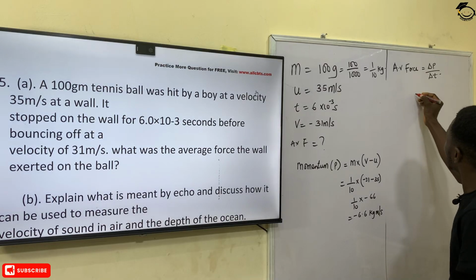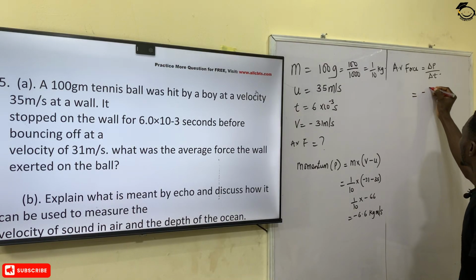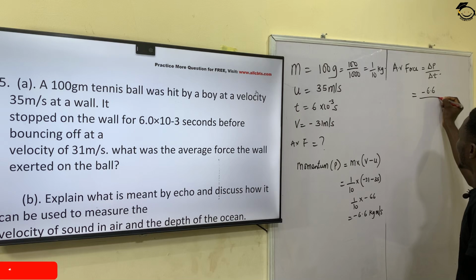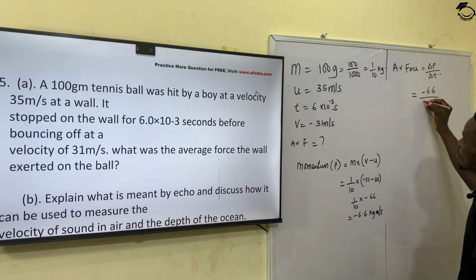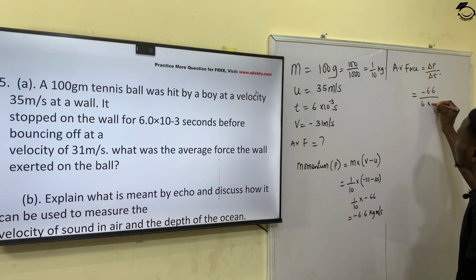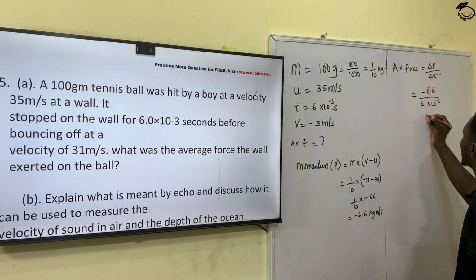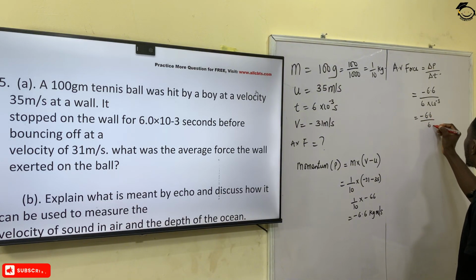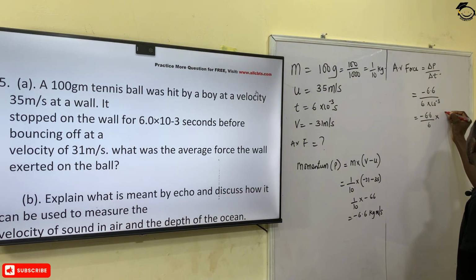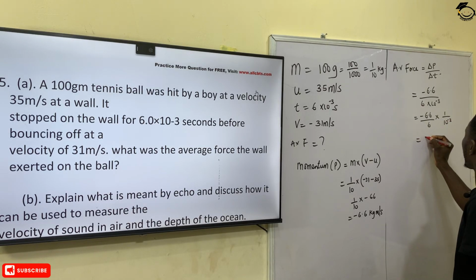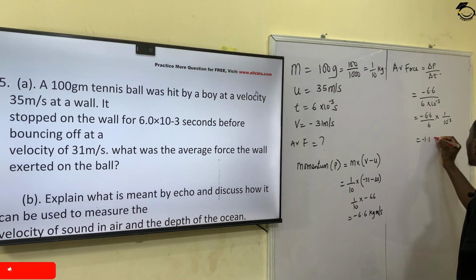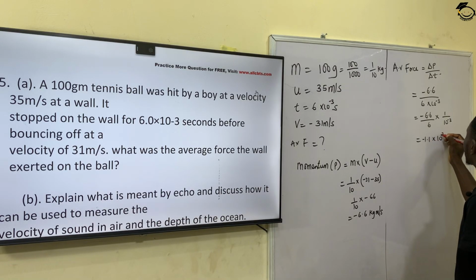And we know that my change in momentum is minus 6.6. So this is divided by my time, which is what? 6 times 10 raised to the power minus 3. So this is the same thing as saying I have minus 6.6 divided by 6 times 10 raised to the power minus 3. So this will give me minus 1.1 times 10 raised to the power 3 Newton.